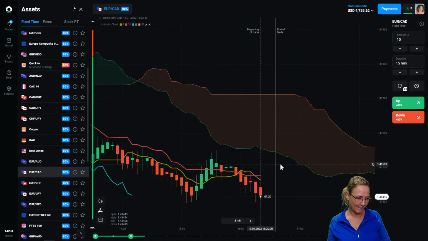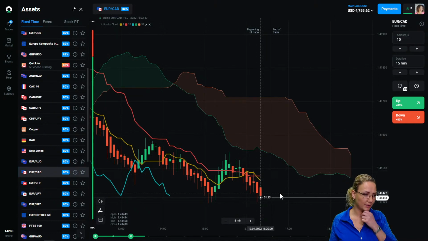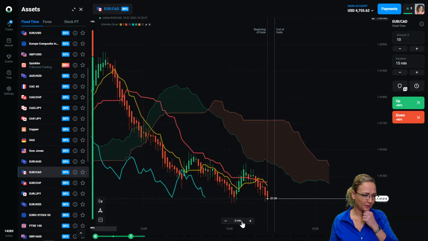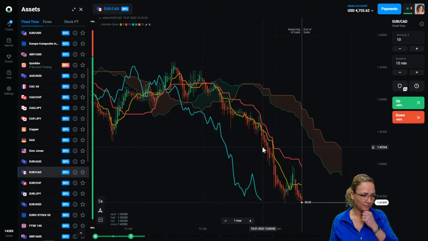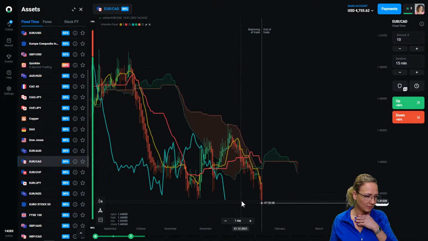Oh, look at that. It's just still kind of flat, but it did intersect down, and it did intersect up here. This is Euro CAD. Give me just a moment. Bam. It's going to be a nice double bottom.